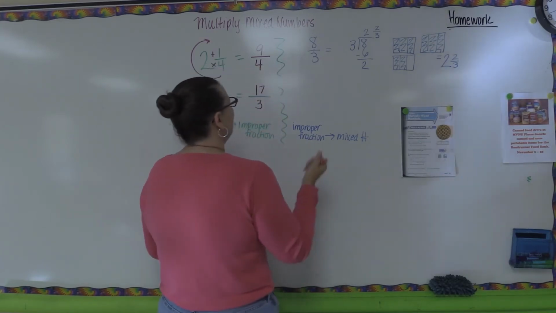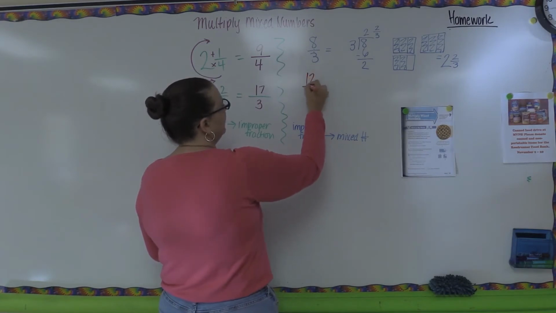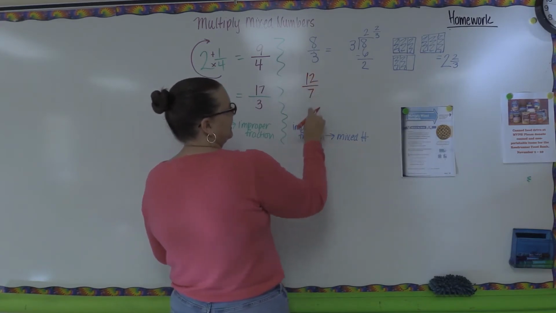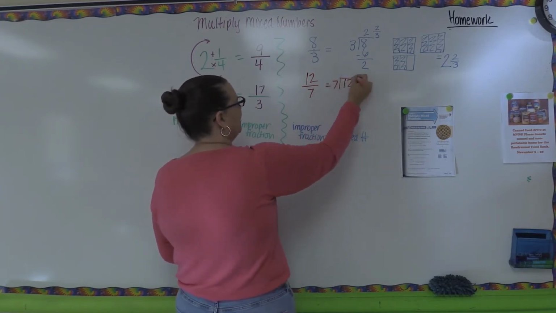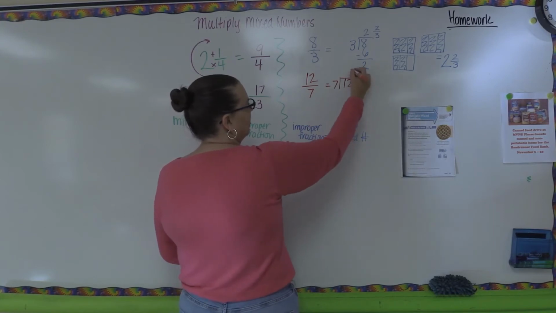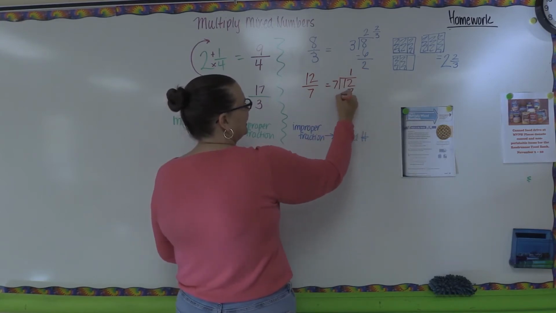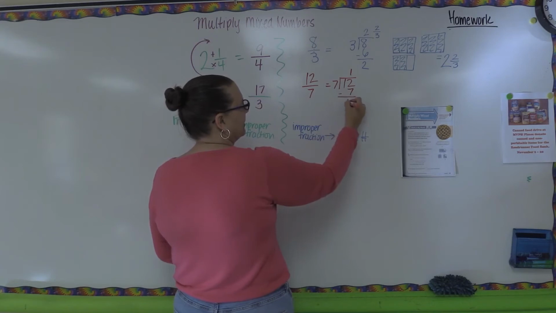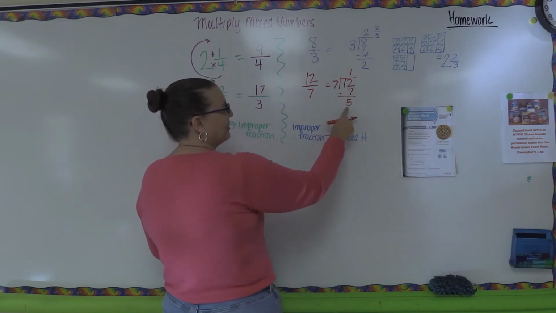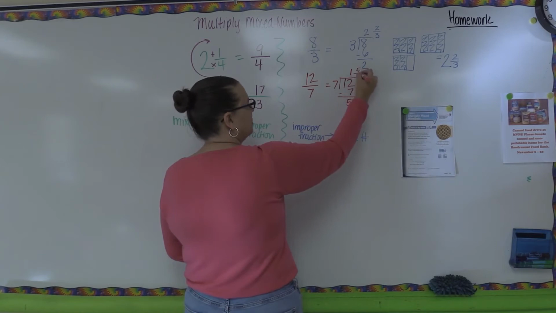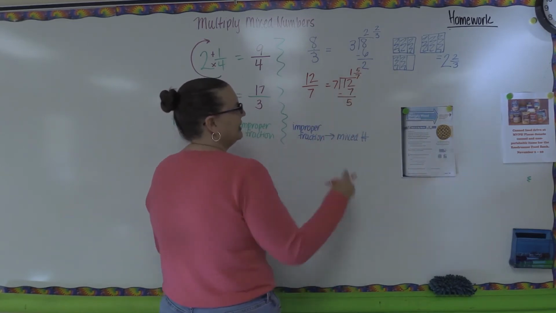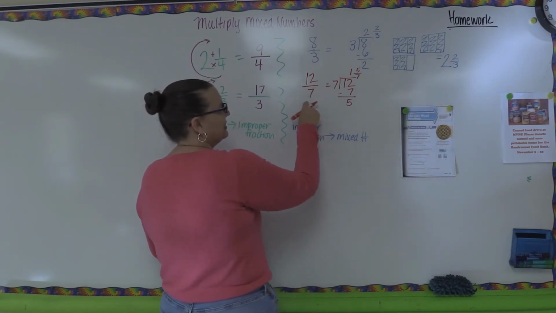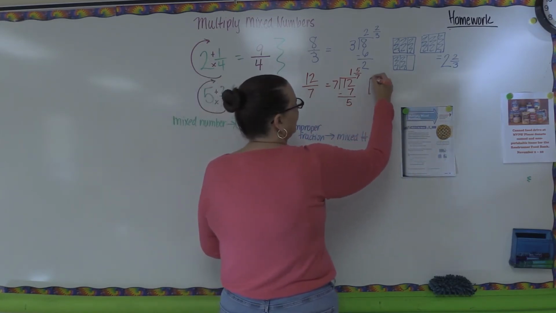Say I have 12 sevenths. This is like saying 12 divided by 7. So I'm going to take my 12 and I'm going to divide it by 7. 7 fits into 12 one time. 7 times 1 is 7. You can subtract. That would be 5. My remainder becomes the numerator, and my divisor becomes the denominator. Okay, again, this tells me that it takes 7 pieces to make a whole. So let's see if I can do this. 2, 3, 4, 5, 6, 7.